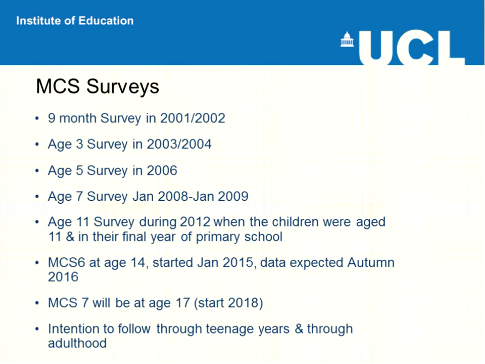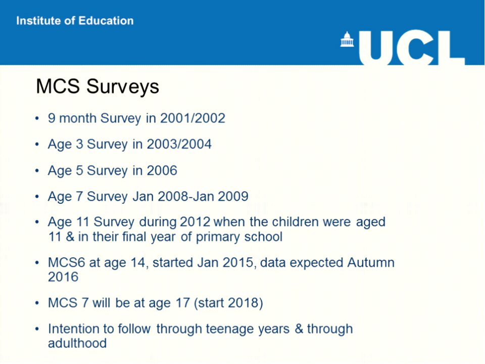So far, sweep 6 is in the field, so we have data already deposited for 5 sweeps. The first survey was done at age 9 months, so around 2001-2002.